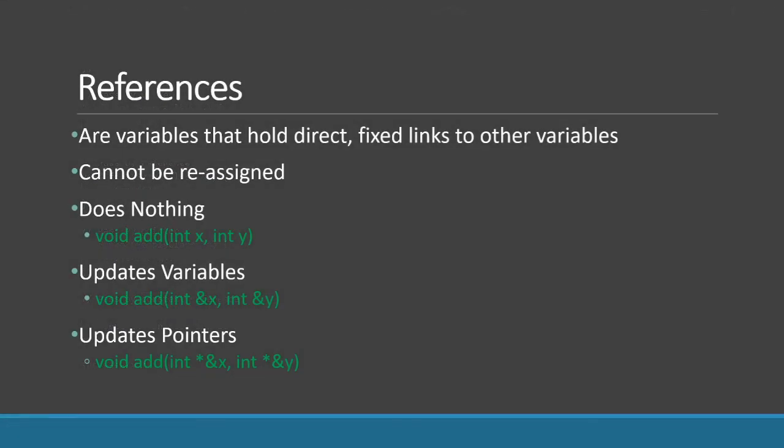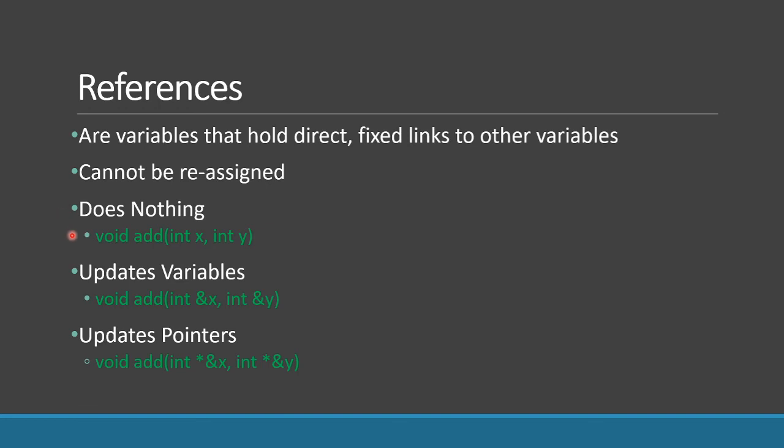So let's summarize everything that we talked about in this video, and then we will also make a summary of all of the concepts related to pointers and references. So we talked about how references are variables that hold direct fixed links to other variables. We also discussed how references cannot be reassigned once they've been initialized. Then we went on to talk about how references behave with functions. And we once again looked at the 3 different implementations of the add function.